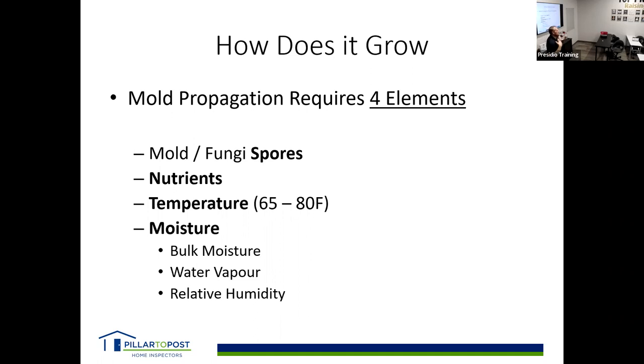That's why it condenses on your windows. That's relative humidity. And we have a lot of that in Utah, for example, because we have drastic temperatures.